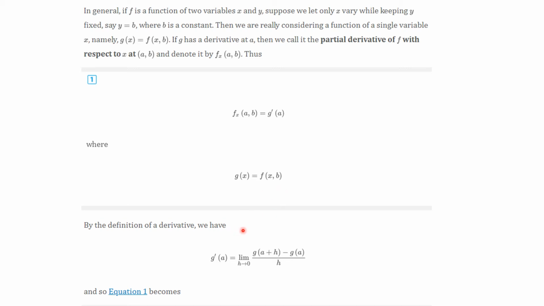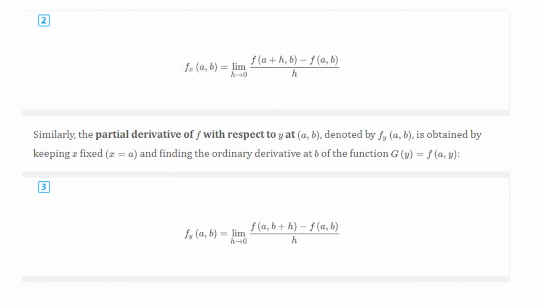And if we look at the definition of derivative, we see that g prime of a is equal to the limit as h goes to 0 of g of a plus h minus g of a all over h. So our equation up here becomes, f sub x at a b is the limit as h goes to 0 of f of a plus h comma b minus f of a b all over h.